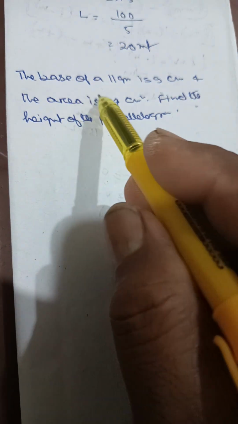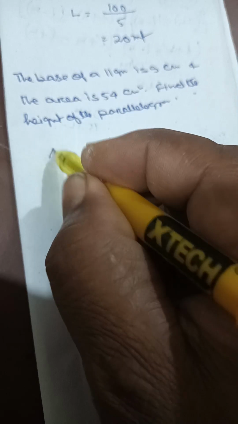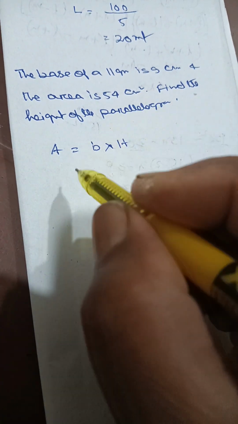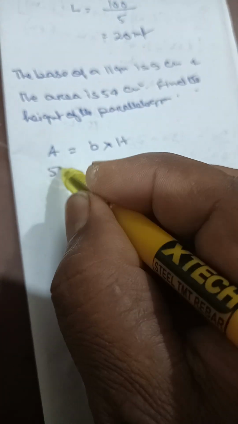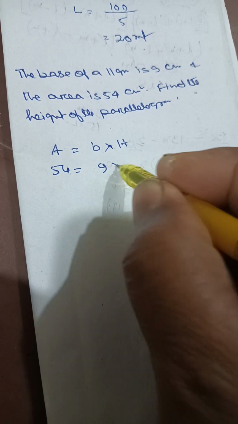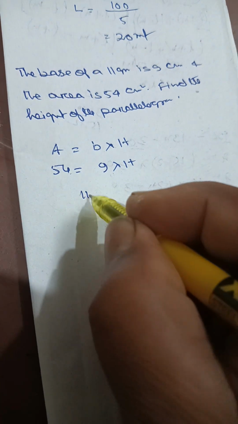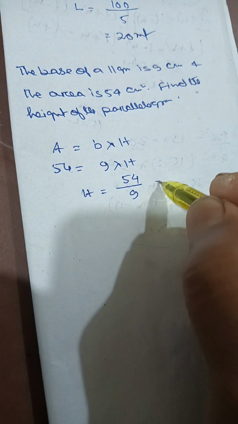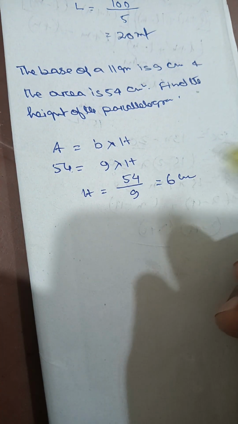Next question, base of a parallelogram, same type question. You write area of a parallelogram is base into height. So you see area is given 54 and base is given 9, height is h. So you write h is equal to 54 divided by 9, that is equal to 6 centimeter.